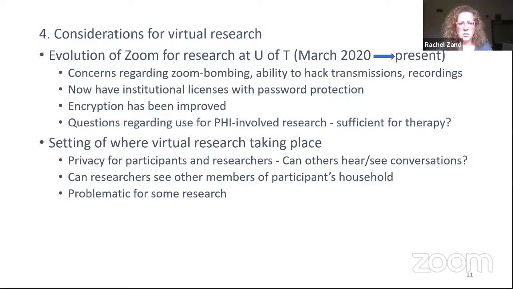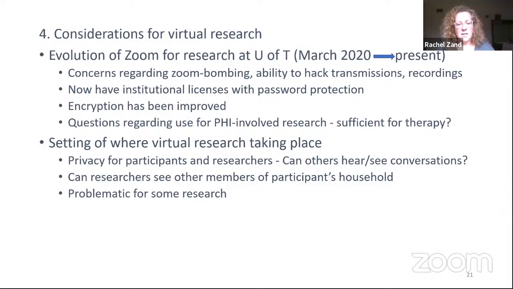We still have questions regarding PHI involved research, particularly in some of our faculties, so social work and clinical psychology in the Faculty of Education. They may be conducting therapy types of research projects, and we're still not quite sure whether the PHI version of Zoom is appropriate and secure enough. So that's where we still need further information.